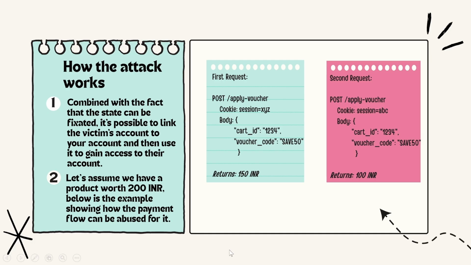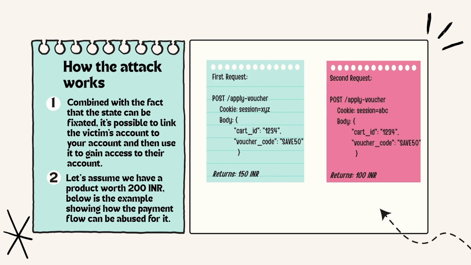Okay, let's assume that you are purchasing, let's say, a mobile cover at 200 Indian rupees. You are visiting the application and applying this voucher, save 50. When you apply this voucher, you get a discount of 50 rupees. But this voucher cannot be applied on the same product multiple times, right? This is how it works. You are given a discount voucher, and it can only be applied once on a product.